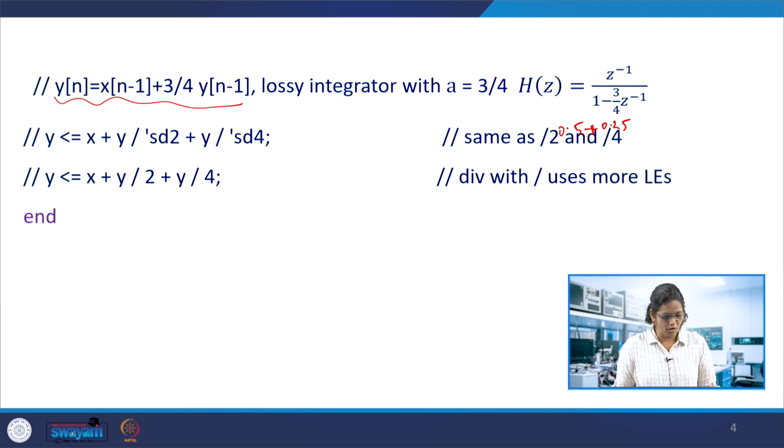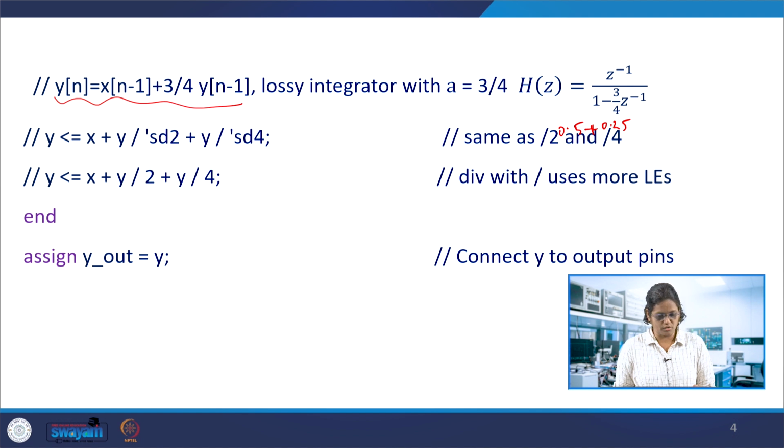So, always at the passage of the clock, if reset is high, assign zero to x and y; else, assign the x input to x, and x is now getting output y. So summing this equation here, x[n] minus 1 plus 3 by 4 y[n] minus 1, the shifts are implemented in this way, and we get y. And now you've got the y, and how do we take it and assign it to the output y? So that is assign y out equal to y.